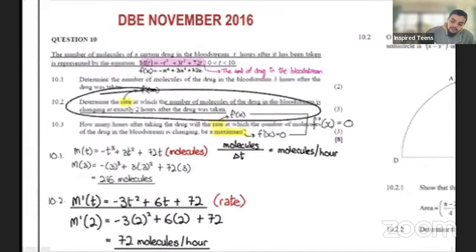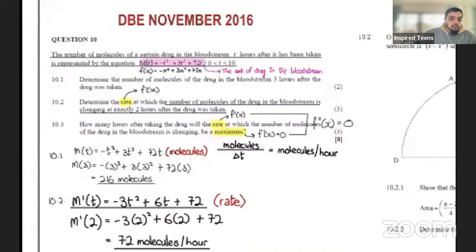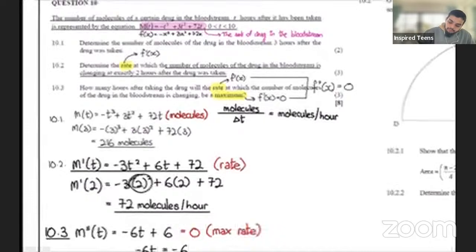The next one says determine the rate at which the number of molecules is changing 2 hours after the drug was taken. If we want to calculate the rate at which something is changing, we can derive it once, and that would give us an equation to calculate the rate. And they say 2 hours after the drug was taken, so that's why we substitute the value of 2.